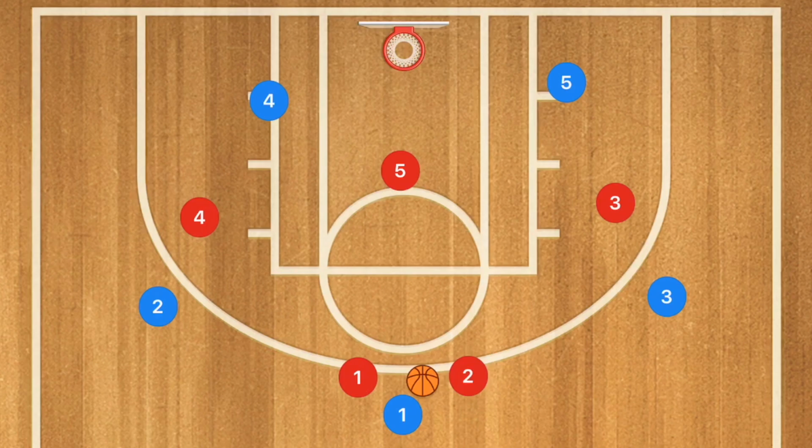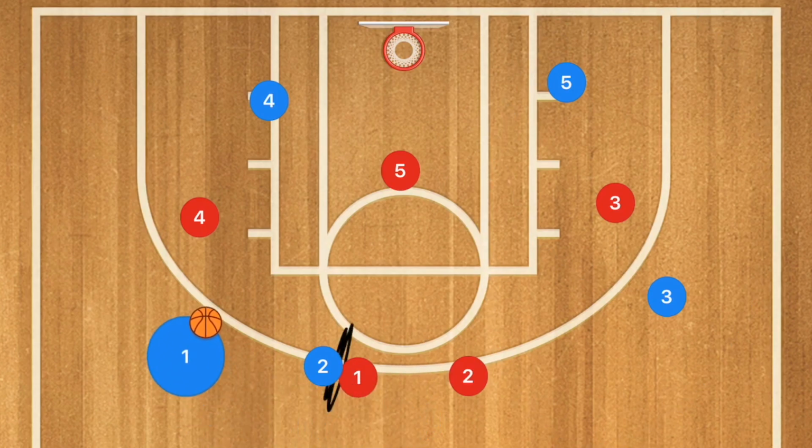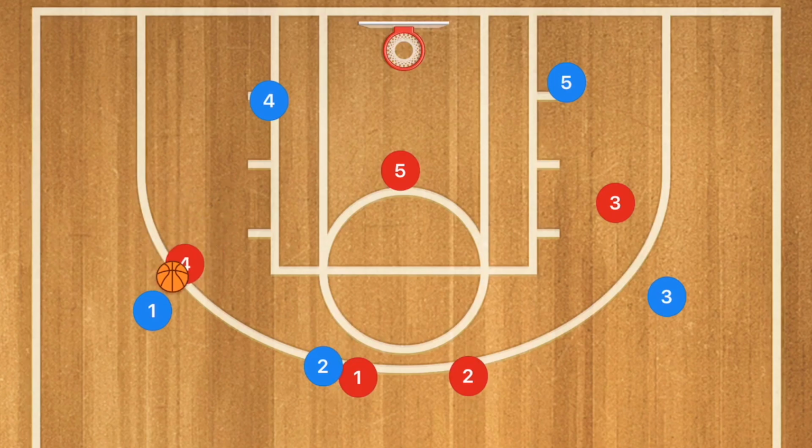Now, the idea behind this next play is to try and get your players open as best as possible. And how we're going to do that is we're going to have player 2 setting a screen for player 1. This could also be run on this side as well, but we're having a screen on this left side. Player 1 is going to use that screen. That's going to bring player 4 out to guard him.